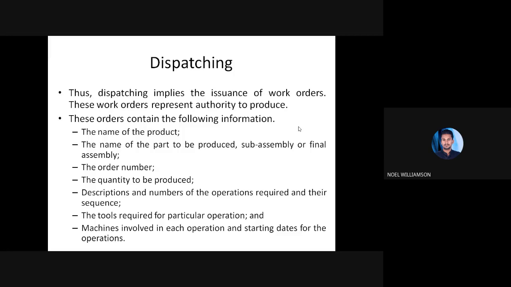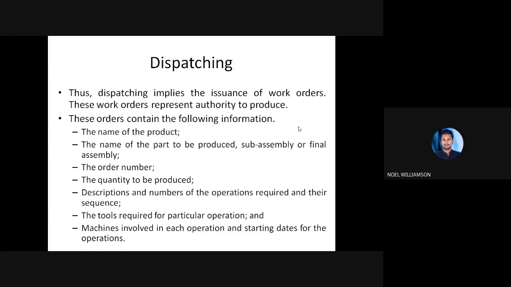It should contain the name of the product. Then the name of the part to be produced, or the sub-assembly or final assembly. So first of all, the final product name. Then which parts are to be produced, including the sub-assembly or final assembly. Then it should contain the order number. Then fourth one, the quantity to be produced, how much is to be produced. Then descriptions and number of operations required and their sequence.